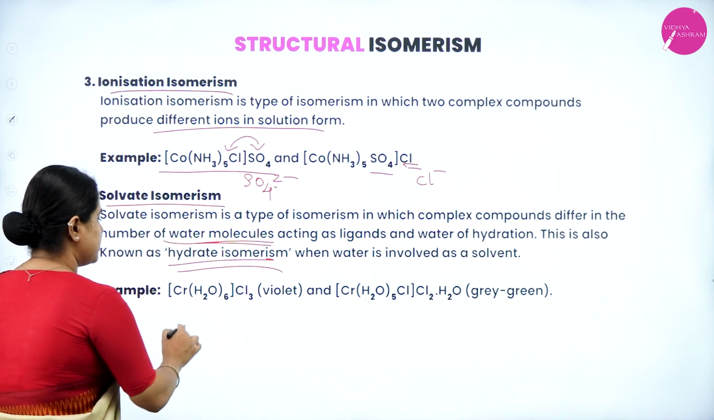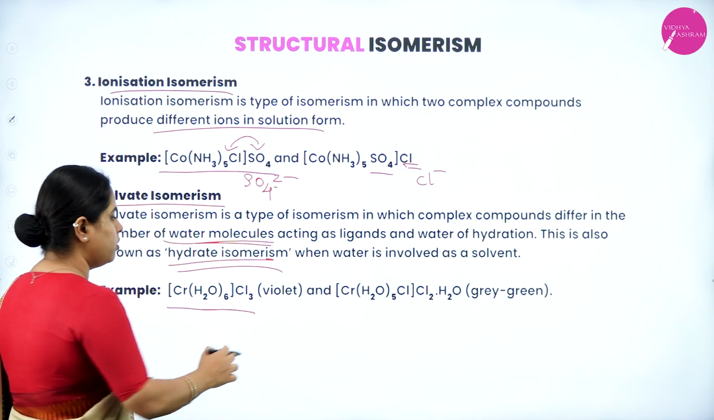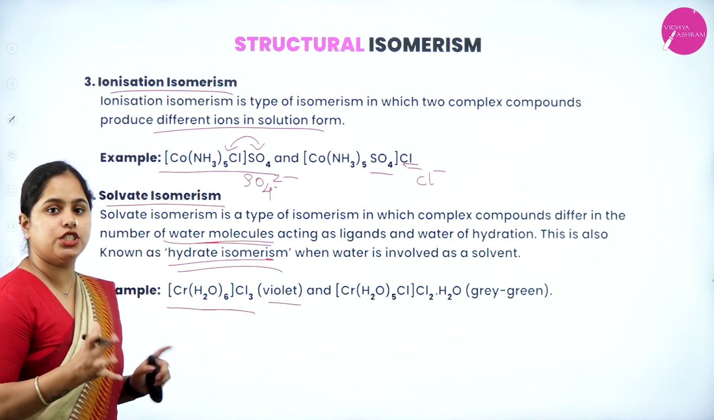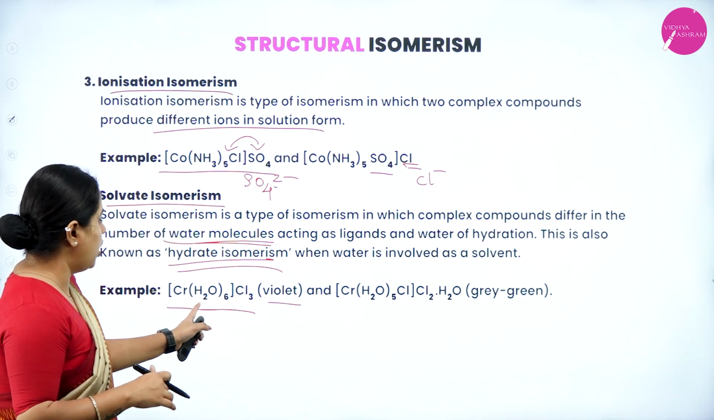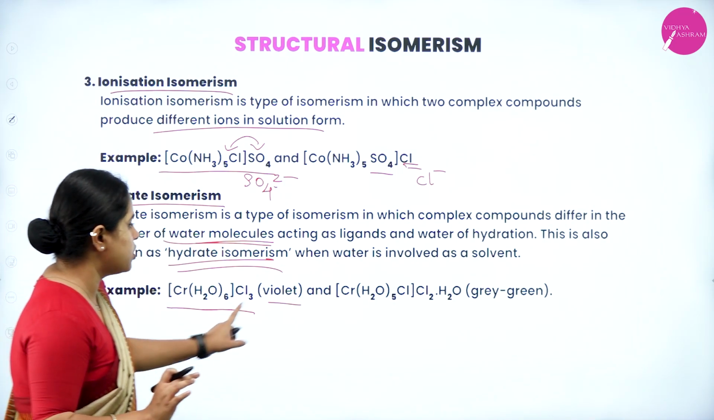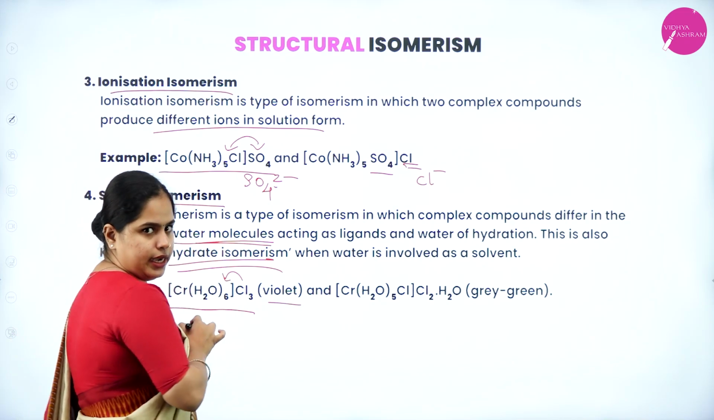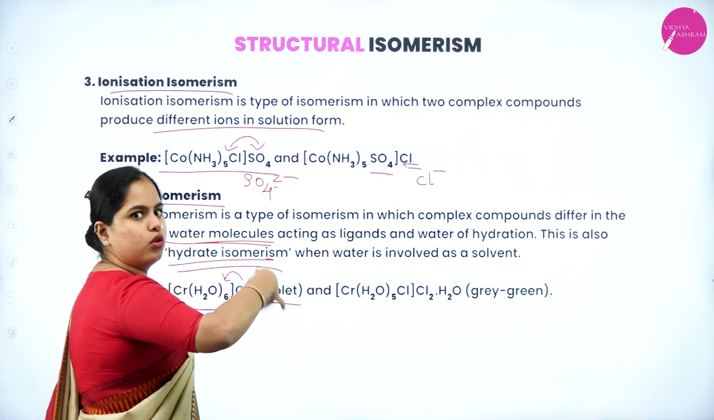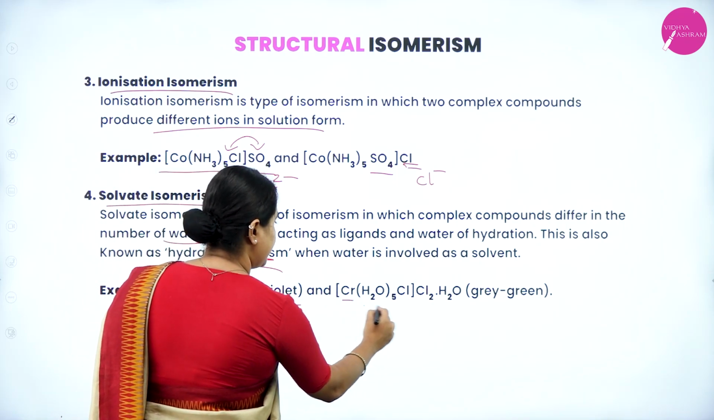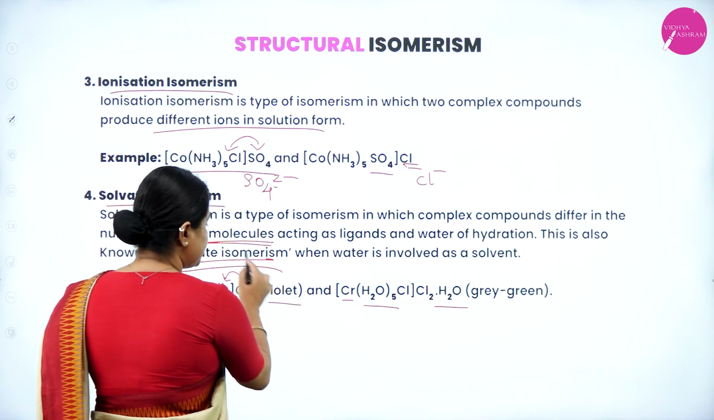So let's take an example and understand: [Cr(H2O)6]Cl3. This is one coordination compound which is violet in color, and now there will be an exchange in the number of water molecules. In the coordination sphere you can see there are 6 water molecules. What happens is, one chlorido comes inside and one water molecule goes outside, that is, it acts as a counter ion now. So it becomes [Cr(H2O)5Cl], and one water went outside.